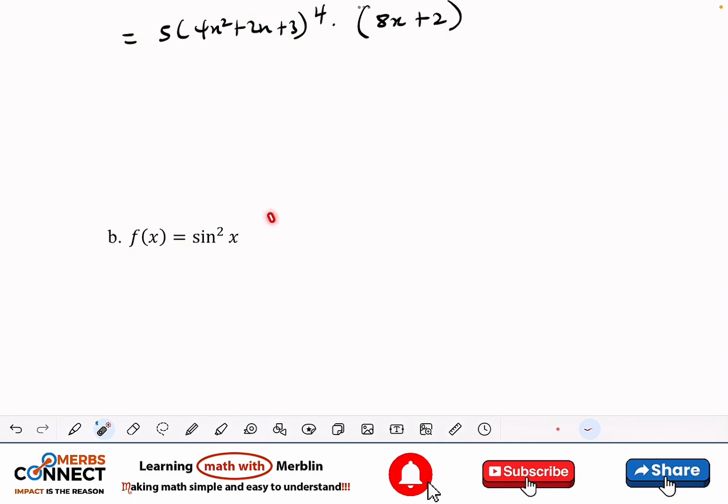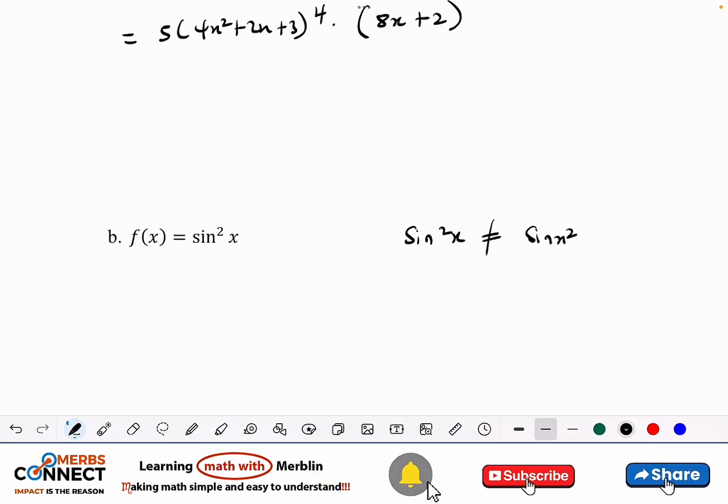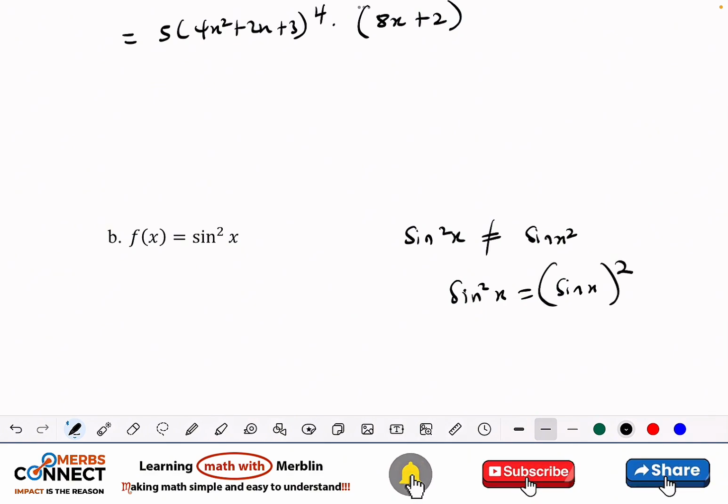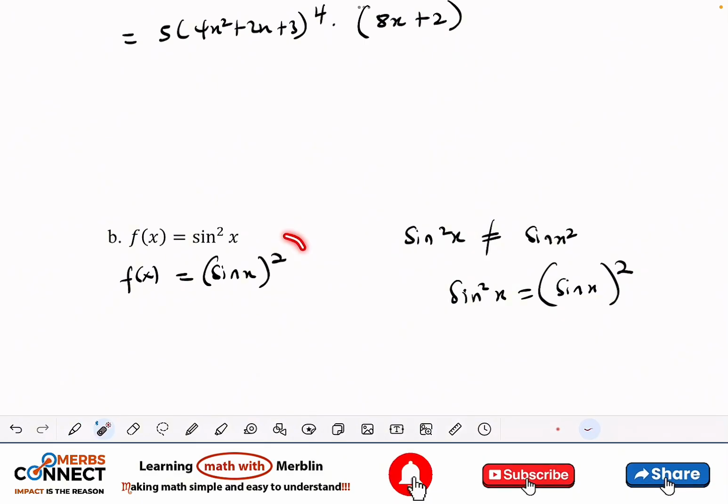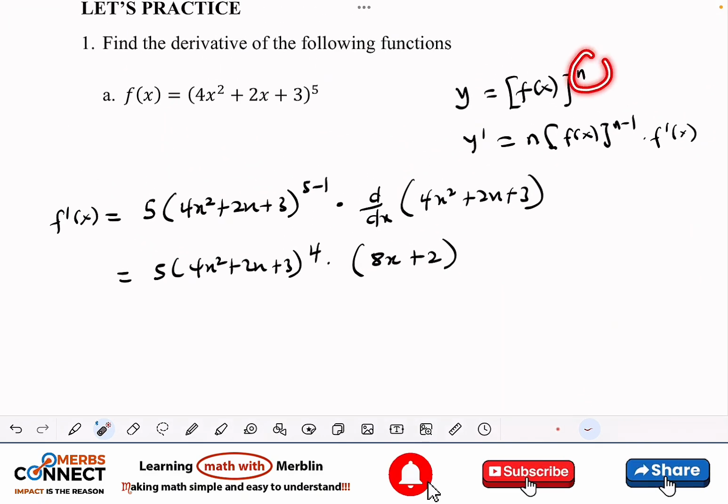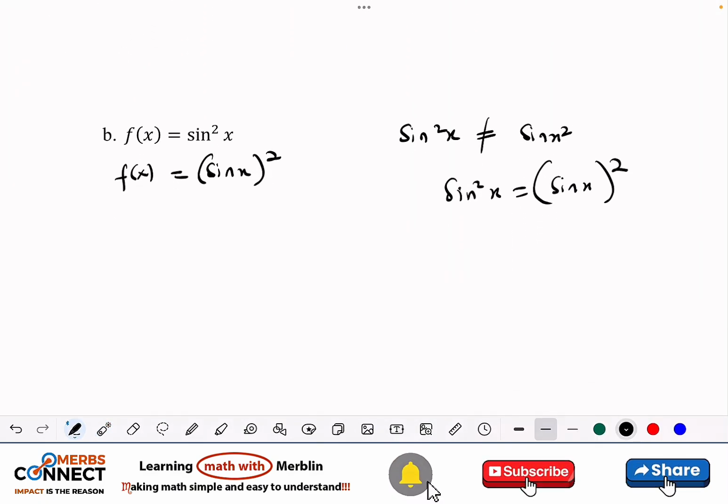Now, let's talk about this one. When we started limit, I think when we were dealing with trig function, I said when you see something like sine squared x, this is not the same as sine x squared. So pay attention to that. But when you see this one, sine squared x is rather sine x all squared. So for us to differentiate this, we need to simplify this by writing this one as sine x all squared. Then we need to use the chain rule that we just learned here, because it's something to the power n. So let's go through the process again.